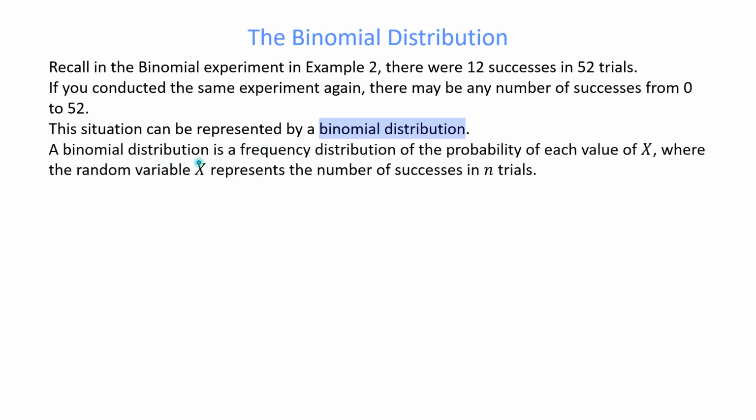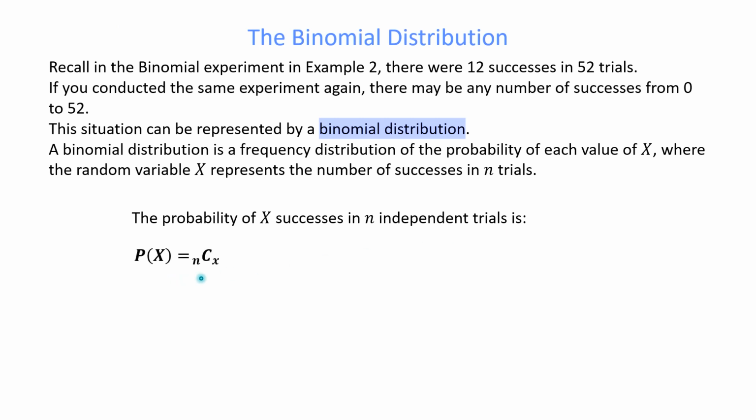A binomial distribution is a frequency distribution of the probability of each value of x, where the random variable x represents the number of successes in n trials. Conveniently, the probabilities in a binomial distribution can be calculated using the following formula. The probability of x successes in n independent trials is P(X = x) = n choose x multiplied by p to the power of x multiplied by q to the power of n minus x.